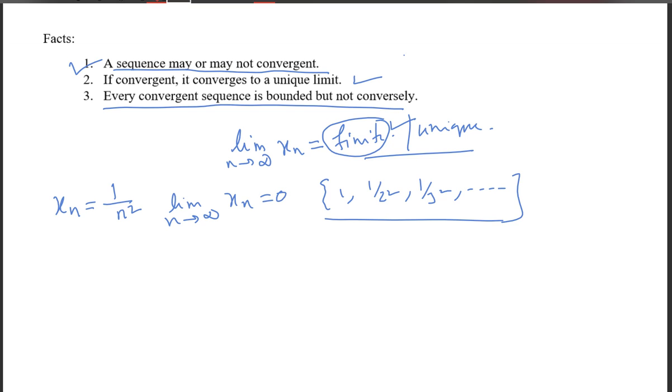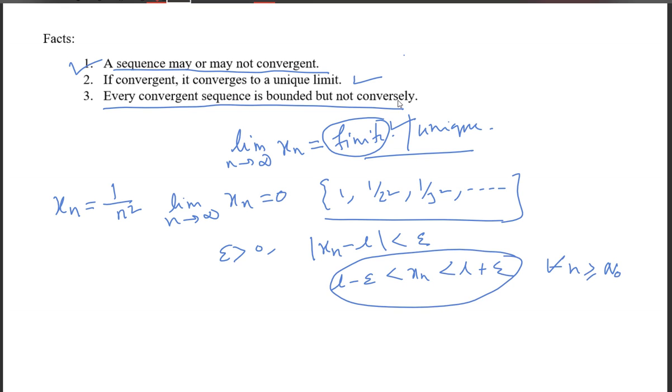Why is it bounded? If you go back to the definition of convergence of a sequence, there exists some epsilon greater than 0 such that |xn minus L|, where L is the limit, is less than epsilon. That is, L minus epsilon is less than xn, which is less than L plus epsilon, for all n greater than or equal to some fixed value of n. That means xn is always bounded by two numbers. That's why every convergent sequence is a bounded sequence, but not the converse.